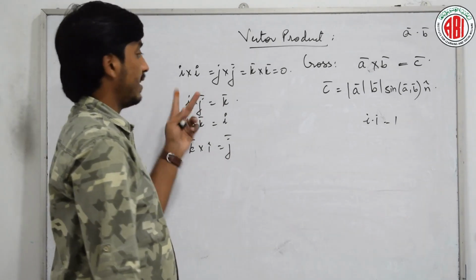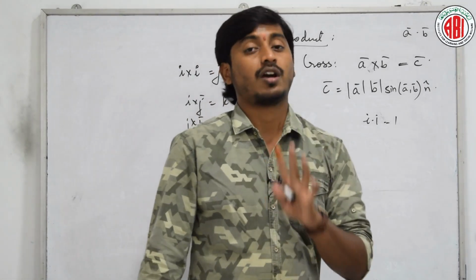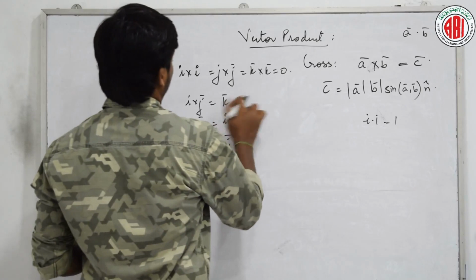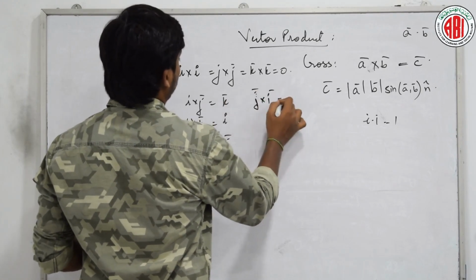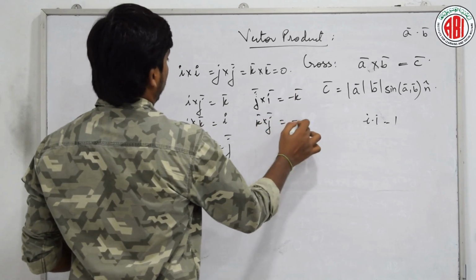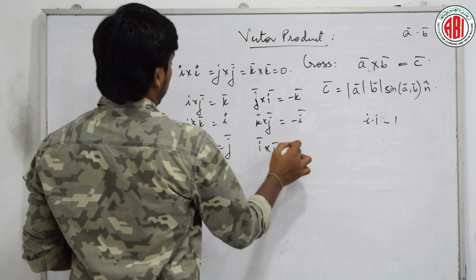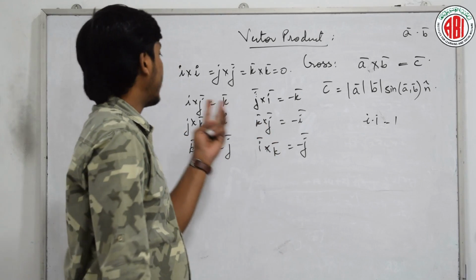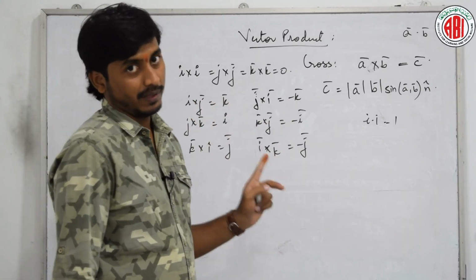What if I interchange this? If you observe, A dot B and B dot A both are the same, they are commutative. Then what about this? Here it is not at all commutative. j cross i is equal to minus k. k cross j is equal to minus i, and i cross k is equal to minus j. Is it clear? That is, the cross product will give you a negative vector. You have to remember this.